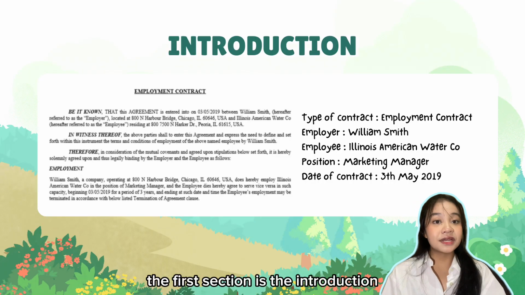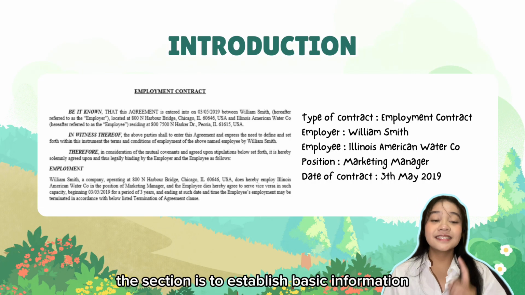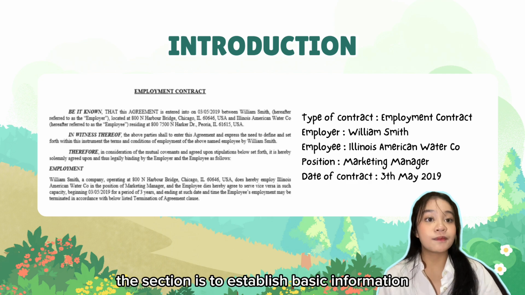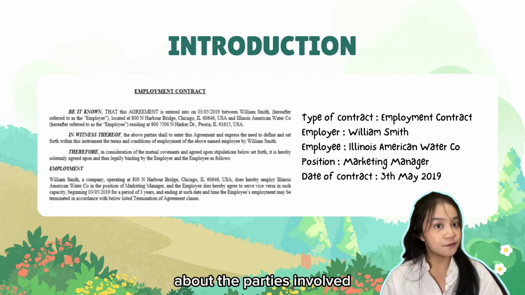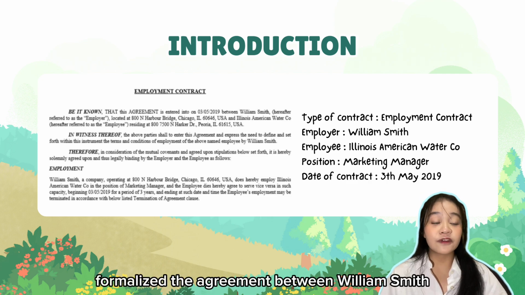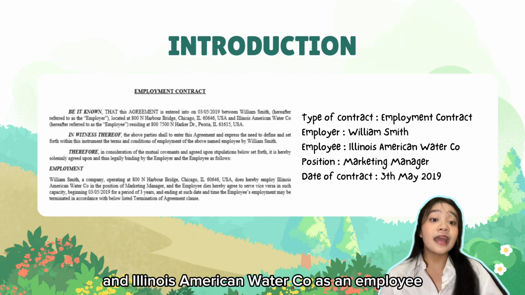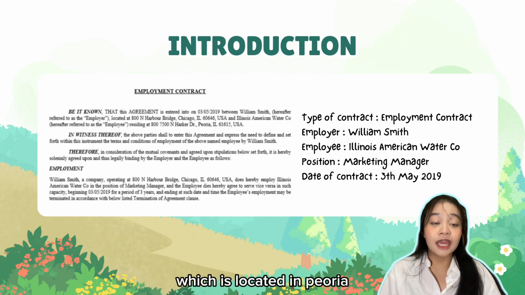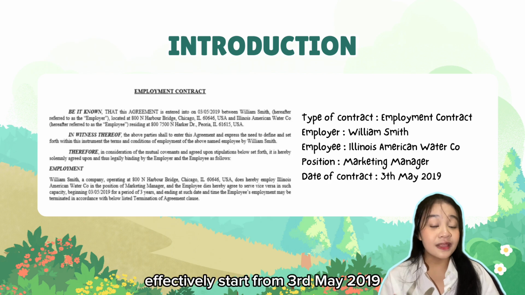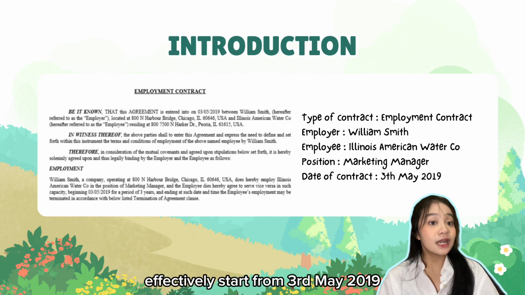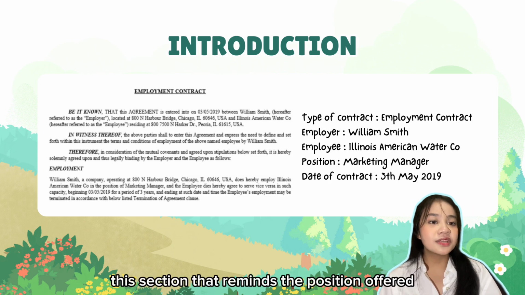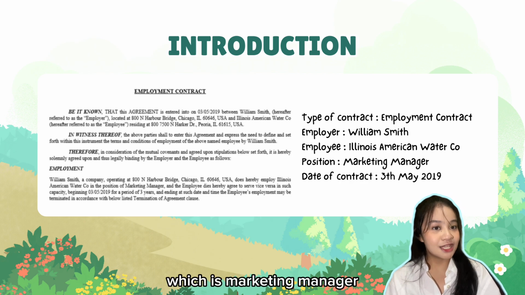The first section is the introduction. This section is to establish basic information about the parties involved. This employment contract formalizes the agreement between William Smith as an employer, which is located in Chicago, and Illinois American Water Co. as an employee, which is located in Peoria, effective from 3rd May 2019. This section determines the position of the employee, which is Marketing Manager.